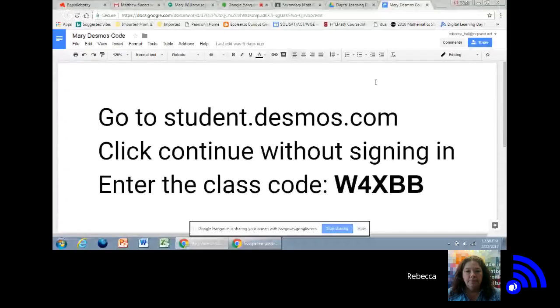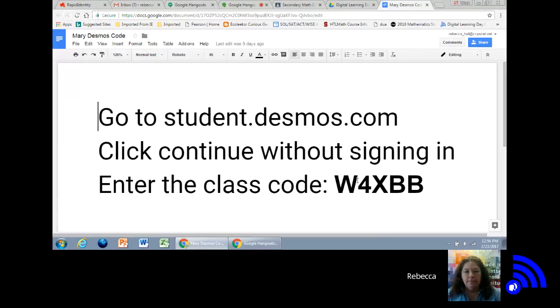Thank you, Mary, for sharing with us the sliders. We're going to do an activity now. So in order to do the activity, you're going to want to go to student.desmos.com. When you do that, it'll ask for a code, and the class code is W4XBB. So you're going to actually play the role of a student like you would in your class.